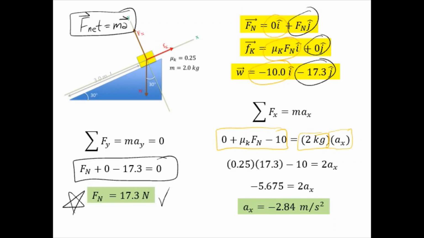And look here, now that we know mu sub k is 0.25, because they told us that, and we know F sub n is 17.3, we can figure out those values and plug those in, along with the 10 here. That's another number we know. We've got our 2 kilograms times A. So the only thing we don't know in this equation now is A. And so we can take this equation, Newton's second law of motion in the x direction, and solve it for the acceleration. And what do we find? We find the acceleration for this block is going to be negative 2.84 meters per second squared. It's going to accelerate in the negative direction here, down the ramp, which is what we expected, at a rate of 2.84 meters per second squared.